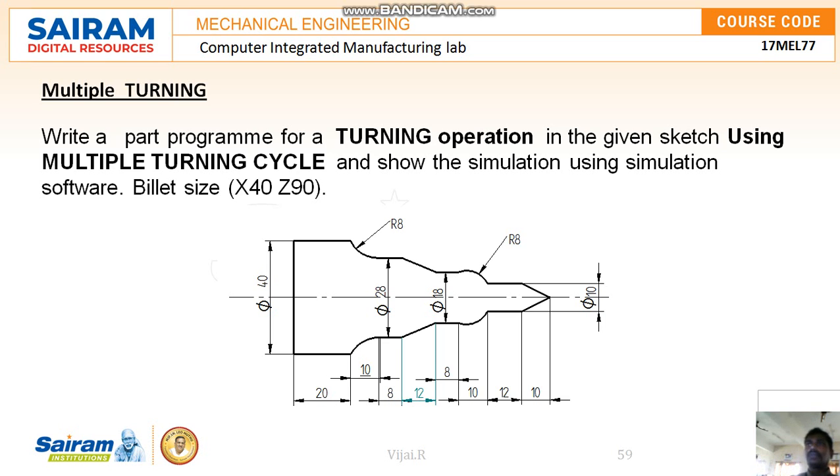So the sketch here, whatever it is given, in the previous sketches we have seen step turning and taper turning. Now we are going to see this multiple turning, which consists of linear and circular movements. Okay, so in this turning, what is the major diameter and what is the total length we are going to see. This diameter is 40 mm and the total length here is 90. So for this raw material diameter and length, we are going to make the multiple turning operations. So by keeping this in mind, we are going to write the program here.